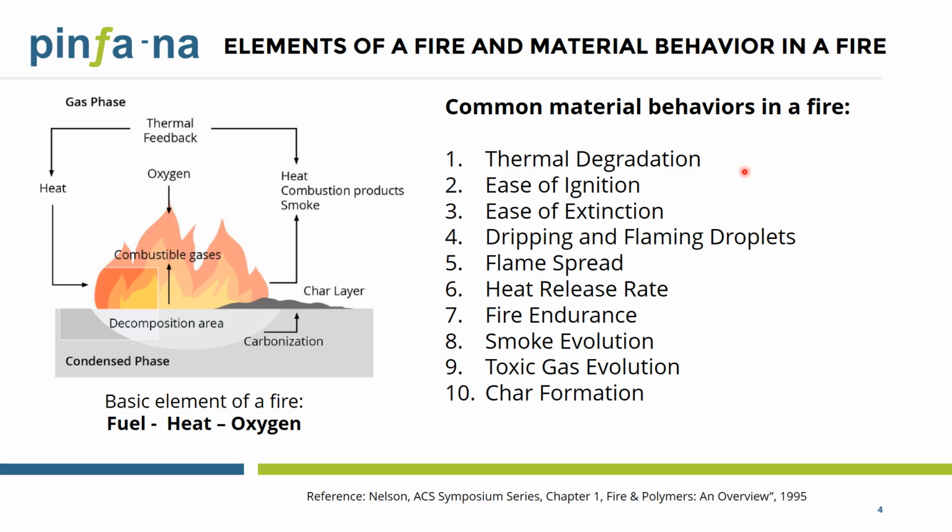The first four, thermal degradation, ease of ignition, ease of extinction, and dripping and flaming droplet, are the most important behaviors in the early stage of a fire. Flame spread and heat release rate are for a developing fire. Number 7, fire endurance, is related to a fully developed fire. The last three, smoke evolution, toxic gas evolution, and char formation, are the important material behaviors in all stages of a fire.